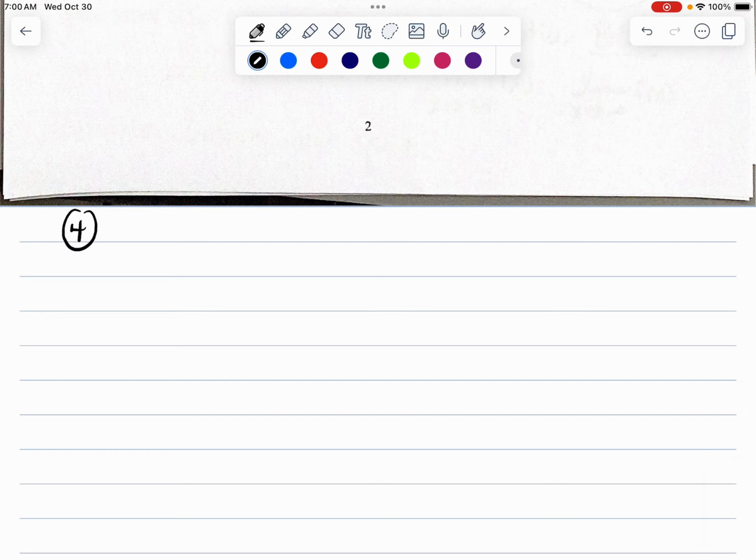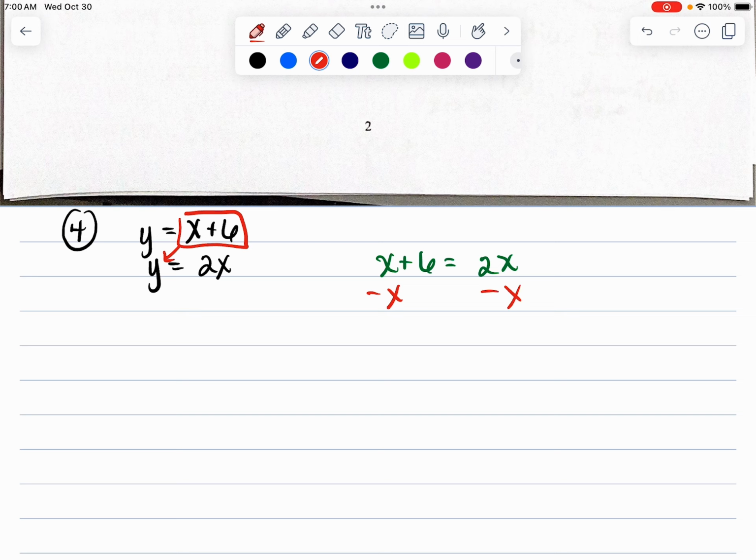So number 4 is substitution. y equals x plus 6 and y equals 2x. So remember, substitution just means if y equals this, I can substitute it into the other equation in that place. So that means instead of y equals 2x, I have x plus 6 equals 2x, and I can solve that equation. I do want my x's to be together, so to make this a little shorter, I'll move that x to the right, so I get 6 equals 1x, so x is 6.